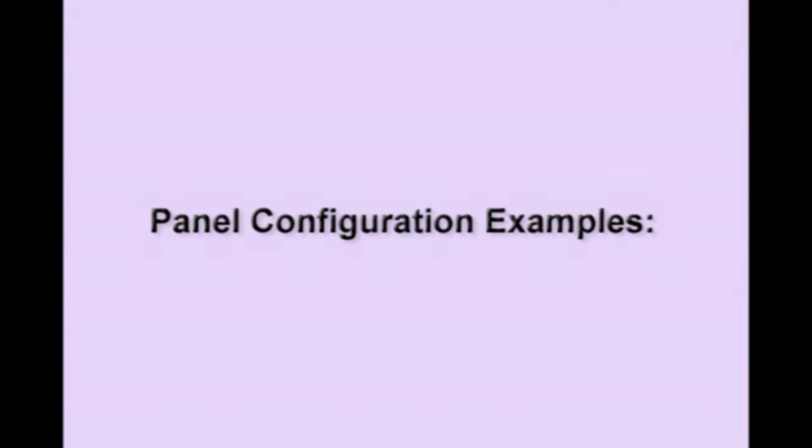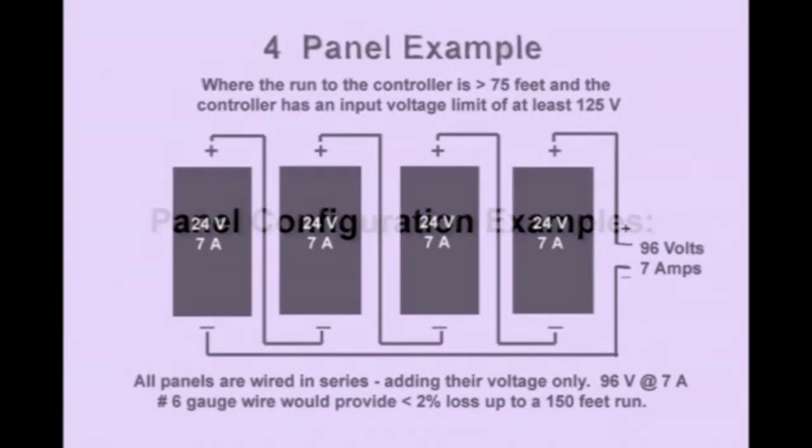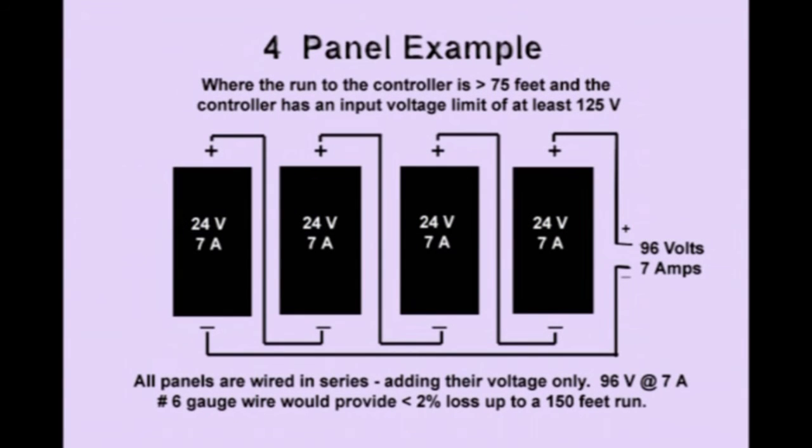Before we review, I'd like to go over some very typical panel configuration examples. The first example is simply 4 panels in series. This is where you've got a long run, you need a little bit higher voltage, and you let the charge controller convert all that power back into charging current for your batteries. So we're simply taking the plus of one and wiring it to the negative of the other. If you have snap connectors, this goes very, very quickly.